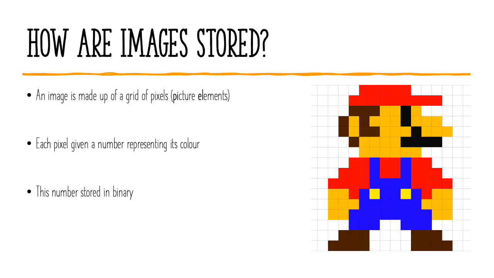How are images stored? An image is basically made up of a grid of pixels, pixel elements, and each pixel is given a number representing its colour. This number is then converted into binary. As we can see here with the picture of Mario, Mario is made up of that grid of pixels. Each pixel has a colour. Each colour will be given a unique number, and then that number will be converted into binary.